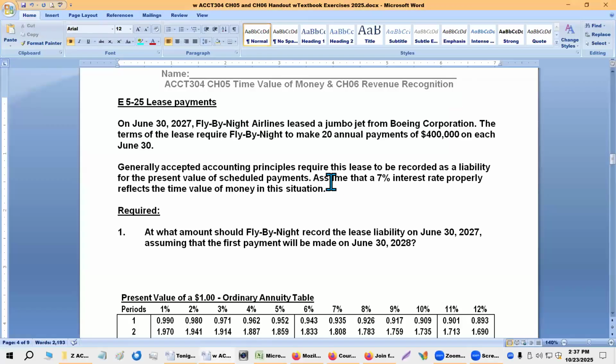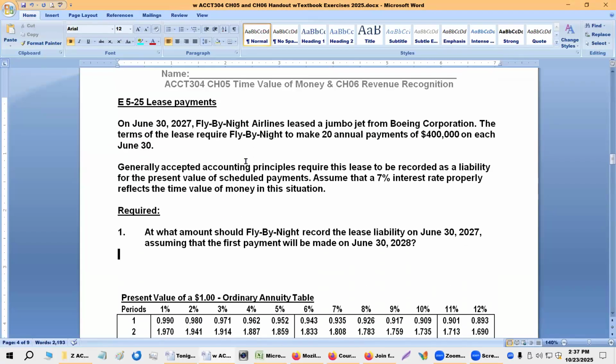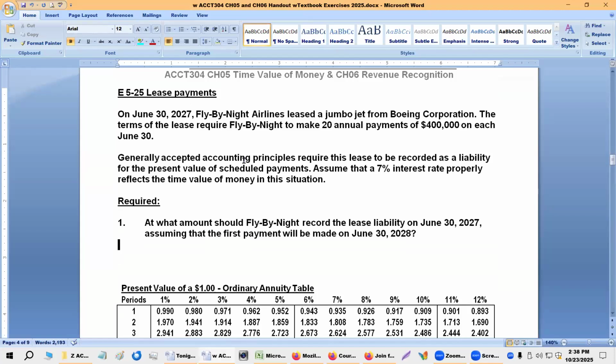Even though technically you don't own it, the form is you don't own it, but you do have this liability and you have the right to use it. Okay, so 20 annual payments at a 7% interest rate. Twenty payments of 400,000.